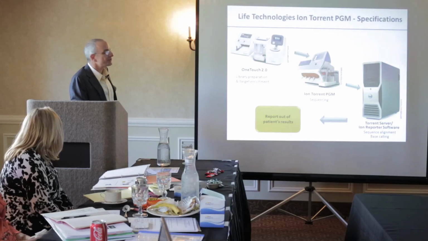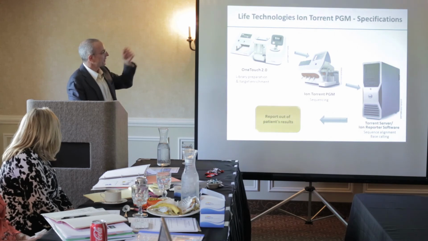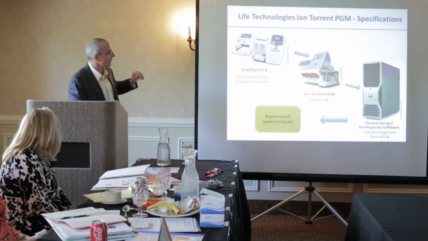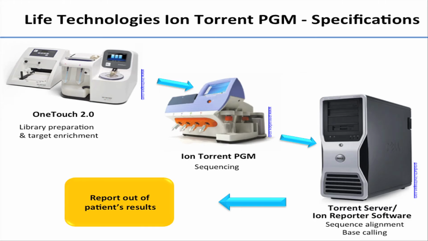From a simplistic process, it's very much you get your DNA, you put it into the One Touch, it does library prep and target enrichment into the sequencing, and then this simple computer which has software in it basically will tell you what the readout is, and you get the report of the patient's results. And I'm going to take you through each one of these steps a little bit to give you a sense of what goes into the chip.